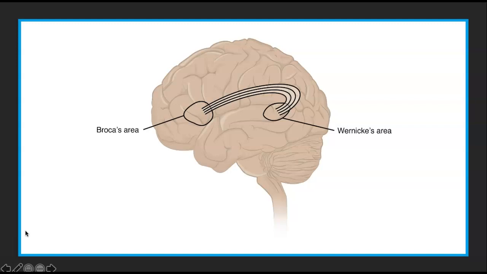Both regions were originally described on the basis of the losses of speech and language, which we call aphasia. And the aphasia that's associated with Broca's area is known as expressive aphasia, which means that speech production is compromised.